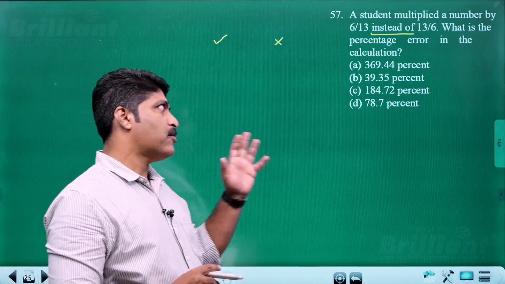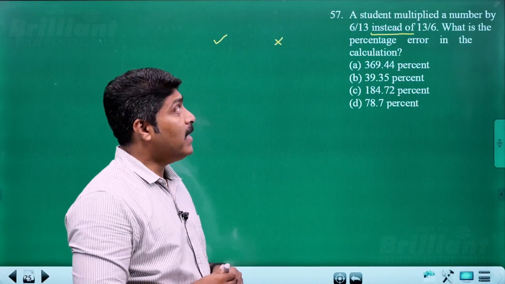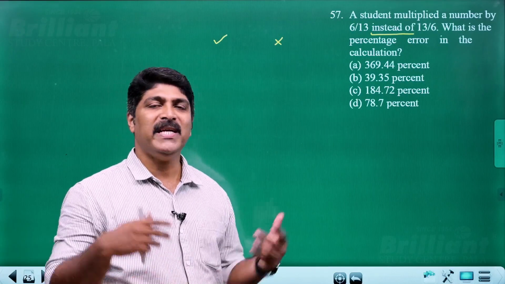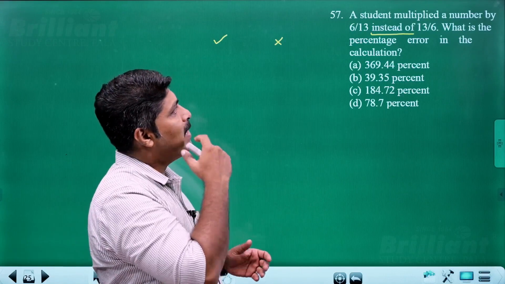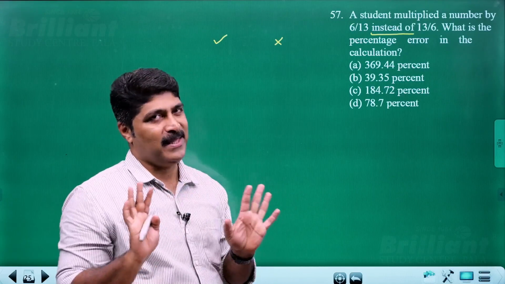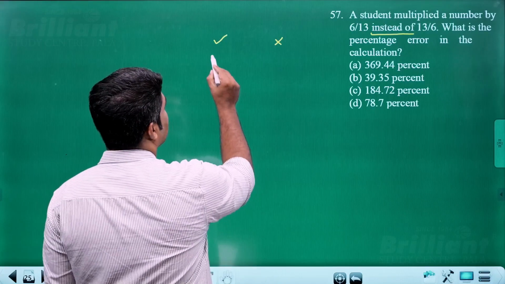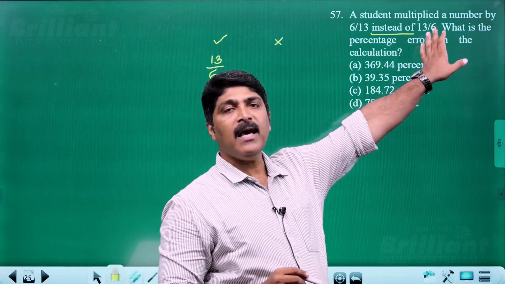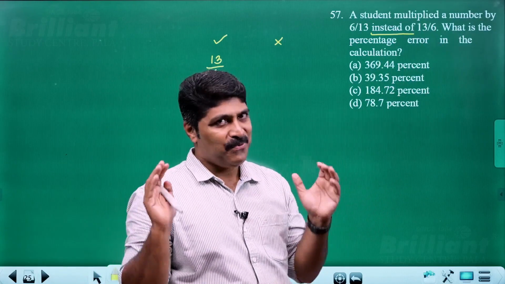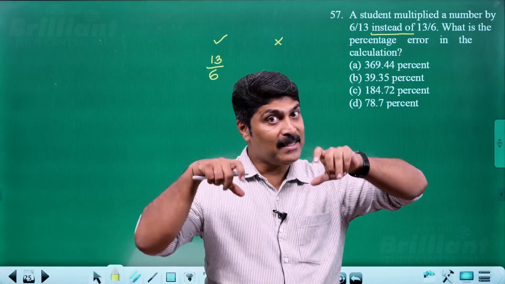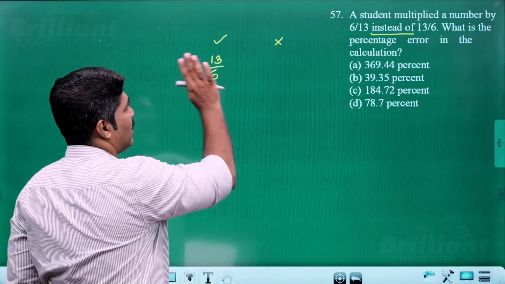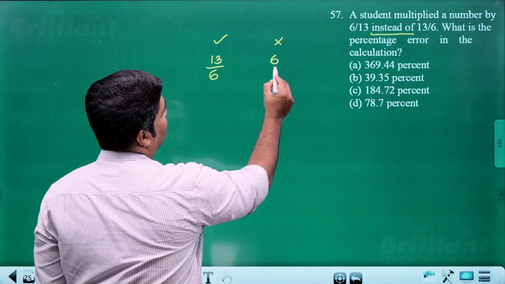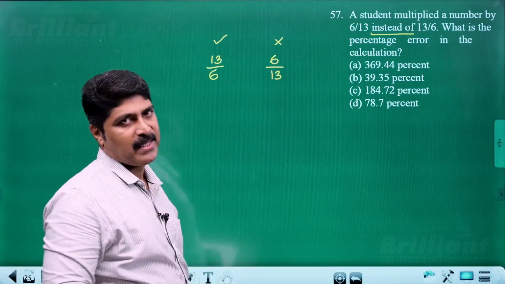So what's the actual meaning of the question? Actually, there should be the multiplication by 13 by 6, but mistakenly a student just multiplied it by its inverse, that is 6 by 13. So therefore the correct one is 13 by 6, understand? So how to identify it? Immediately after this 'instead of' term, whichever fraction occurs, you have to take as the right operation. So this is 13 by 6, just multiplied by 13 by 6. But mistakenly he multiplied it by 6 by 13.